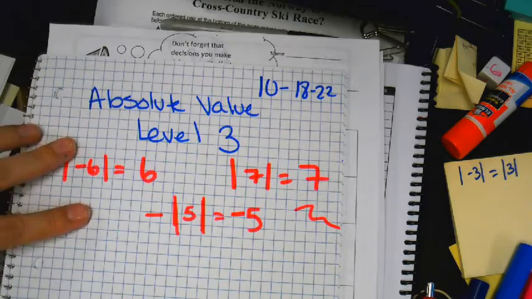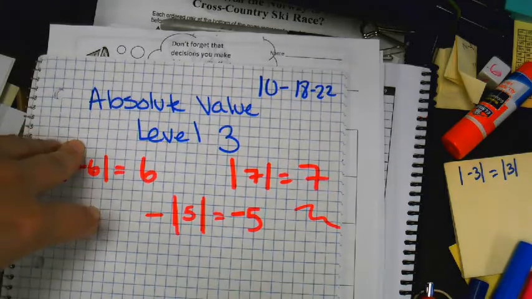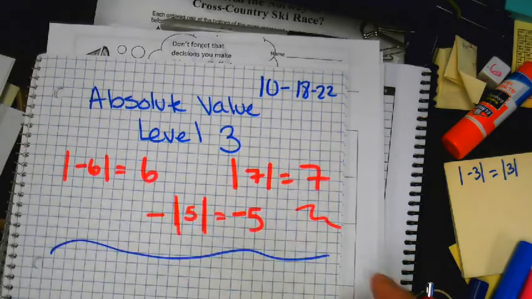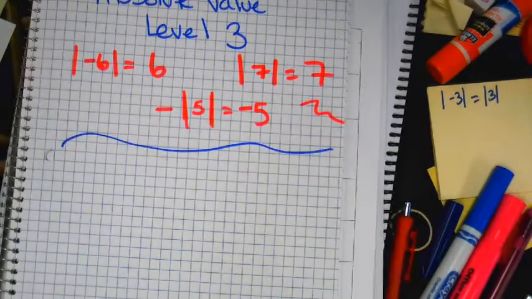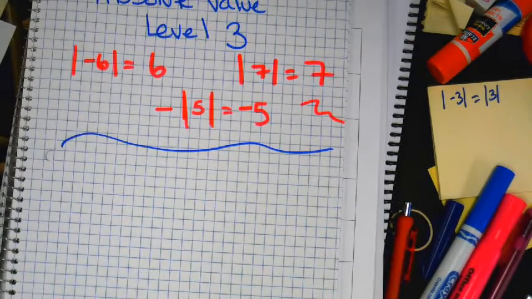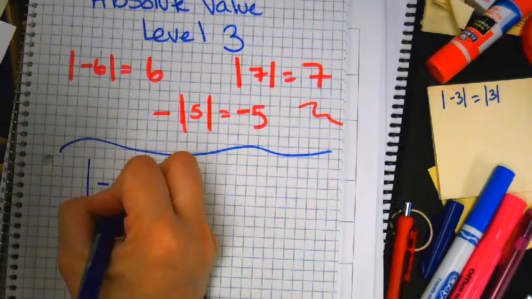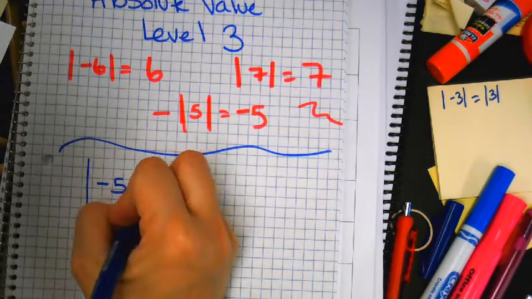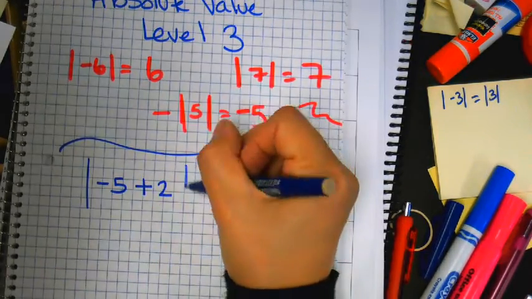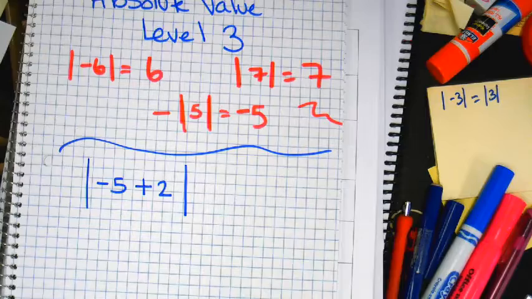All right. So that was level 0.000001. Now, let's do level 3. Ready? Okay, this is like 2.9. Absolute value of negative 5 plus 2 all inside the bars. Write it down.